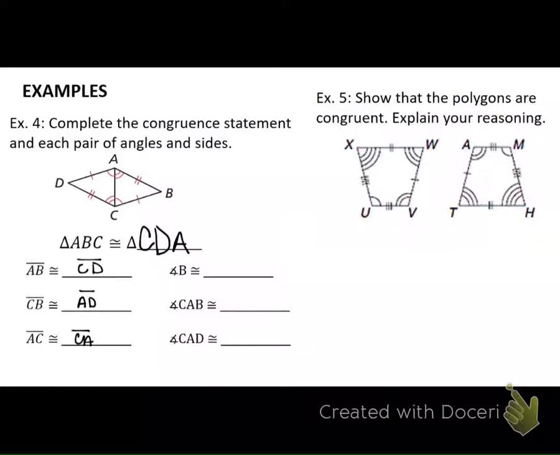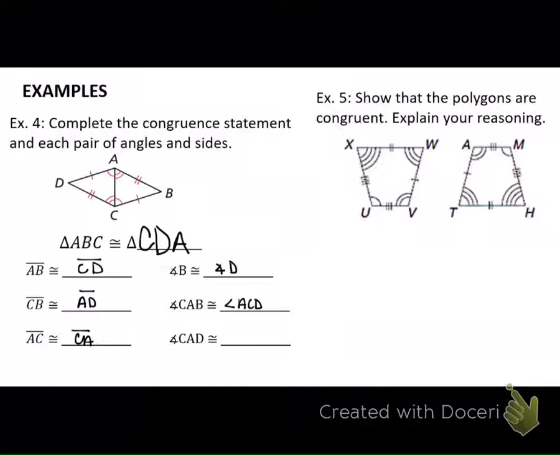Daniel, angle B is congruent to angle D. Good. Okay, we're going to need 3 letters for the rest of these, Desiree. So, CAB is this angle here. What is that one congruent to? Is it ACD? Perfect. CAD is this angle here. Which one is that congruent to? Angle ACB. Good.